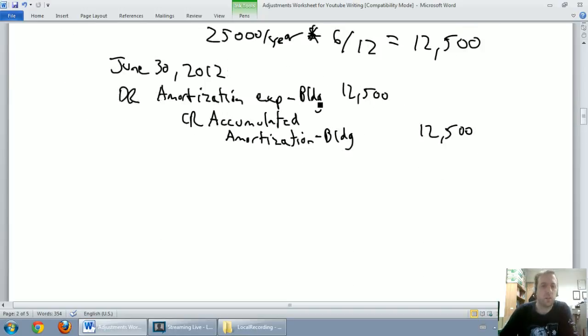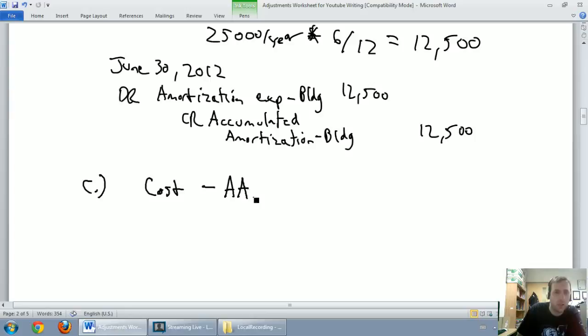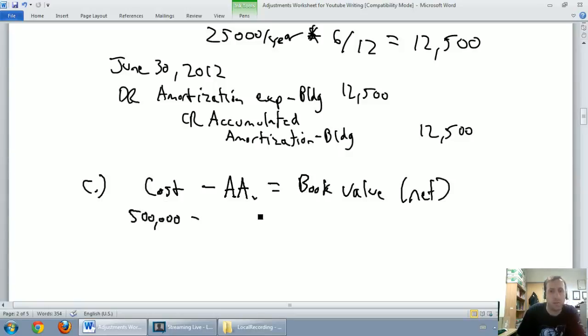The book value calculation is cost, what we paid for it, minus accumulated amortization, which I'll call AA, equals book value. And sometimes that's called net book value. So the cost of our asset was $500,000. That was the cost of our building. The accumulated amortization, that's the total amortization so far, and that account keeps track of it.